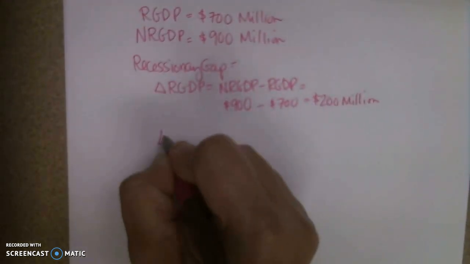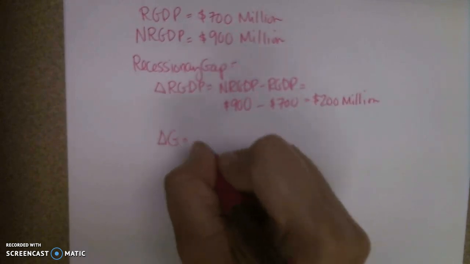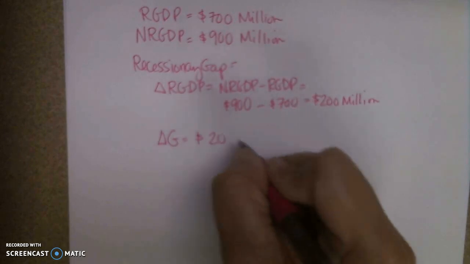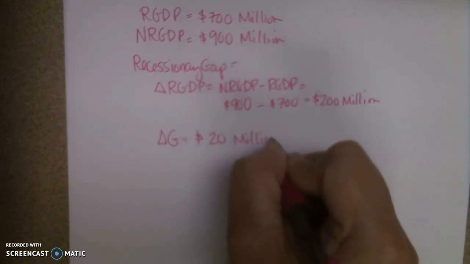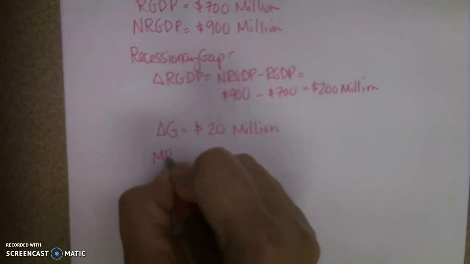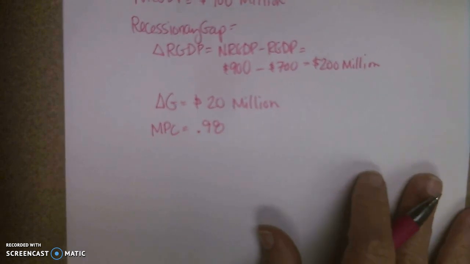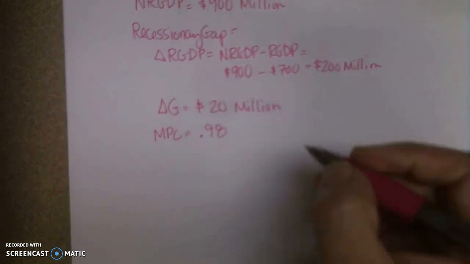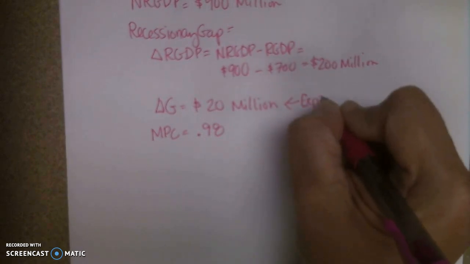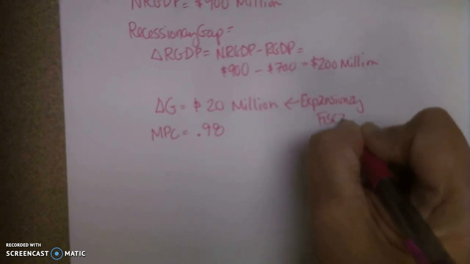So let's say that government changes its spending by, let's do 20 million. All right, and you are given here that you have an MPC of 0.98. So what I want to know is, did this increase in government spending, right? Did this expansionary fiscal policy work?